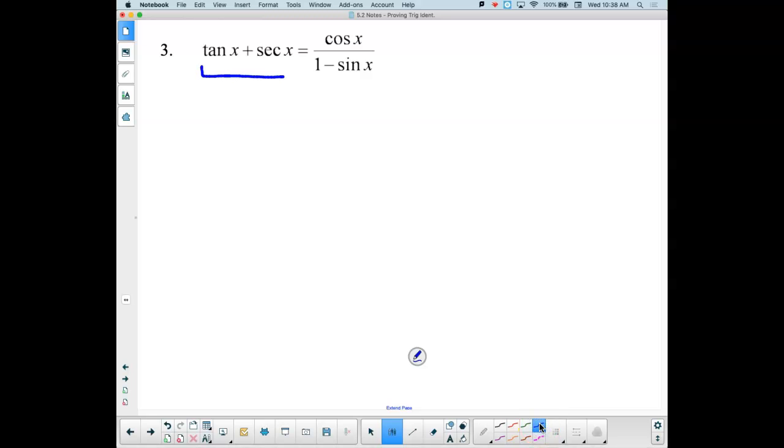So I would say that tangent of x is sine of x over cosine of x. Anybody disagree with me on that? Good. I would say that secant of x is 1 over cosine of x. Agreed? So that tells me that I can add them together, right? Okay? So that gives me sine of x plus 1 over cosine of x. Right?